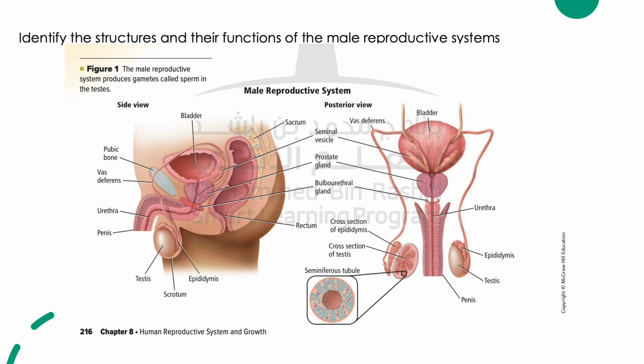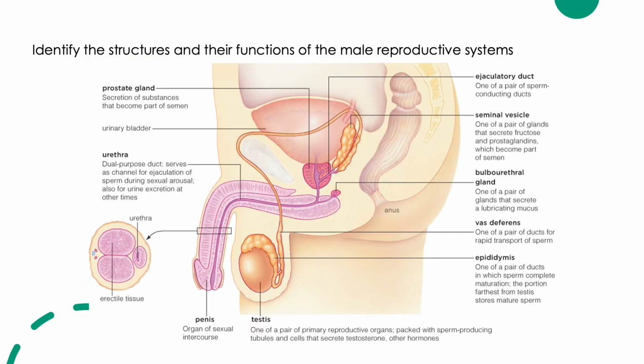Our first target is to identify the structures and their functions of the male reproductive system. We can have any view, either the side view or the front view. Here you have the side view, here you have the front view. Any diagram is good enough to do the labelings. So we have the organs, and we will go into more detail. Let's have a look at the next picture.